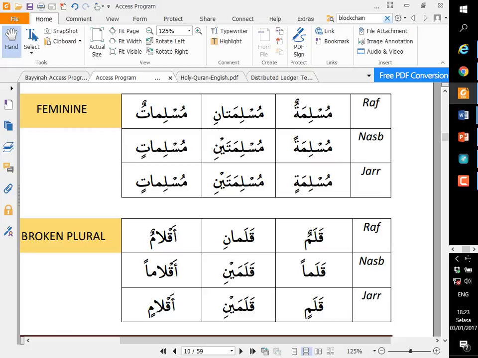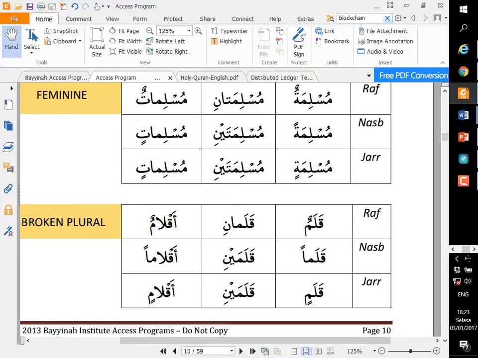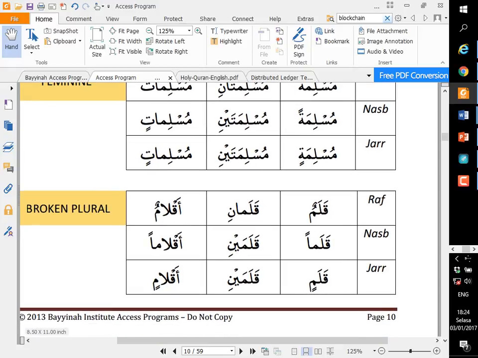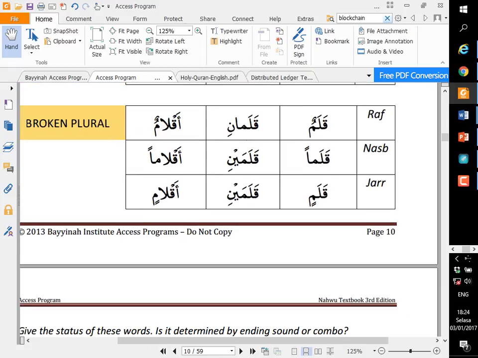Aklamun, aklaman, aklami. And it depends on the words, how the broken form. And I think most of the Arabic words you find, it will be broken probably 70 to 80% of all the words that you can find broken. It's around that number. So probably broken.